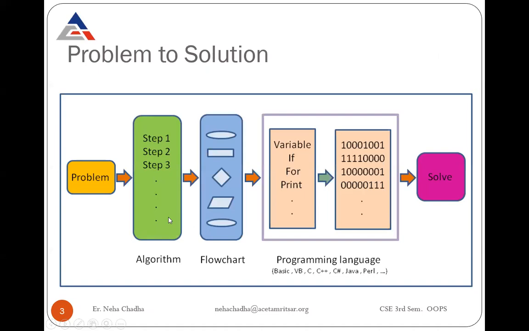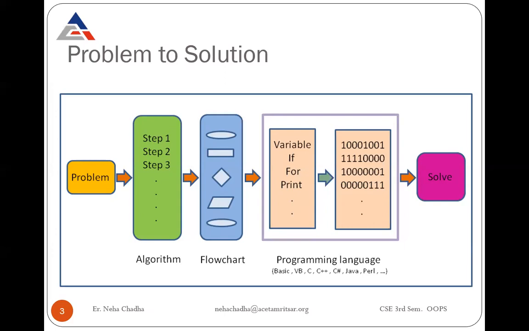Problem to solution. Why do we write our program? What is the requirement to write a program? First, we have some problem that we want to solve by writing a program. For example, as we are working on some project, that project is like a problem for us, and then we go step by step, from problem to solution.